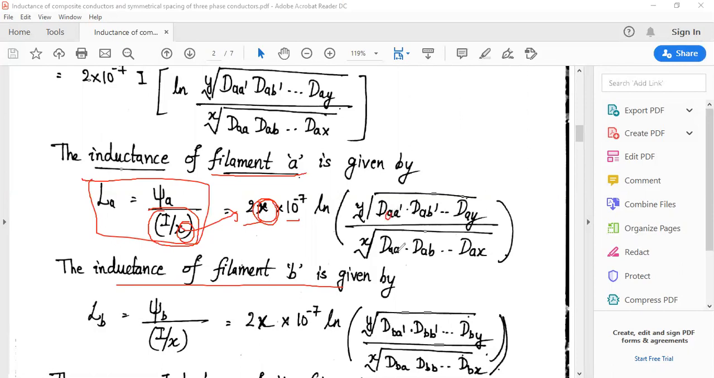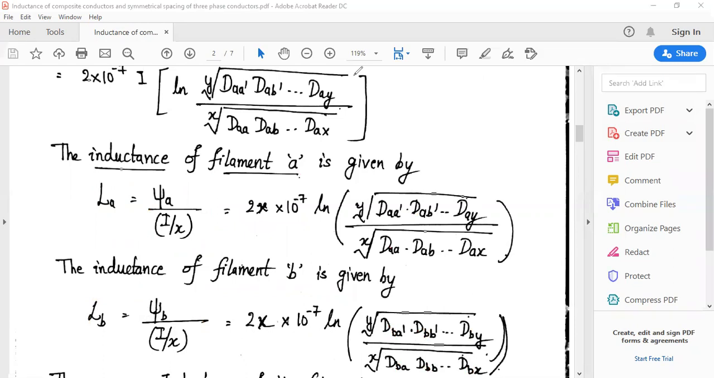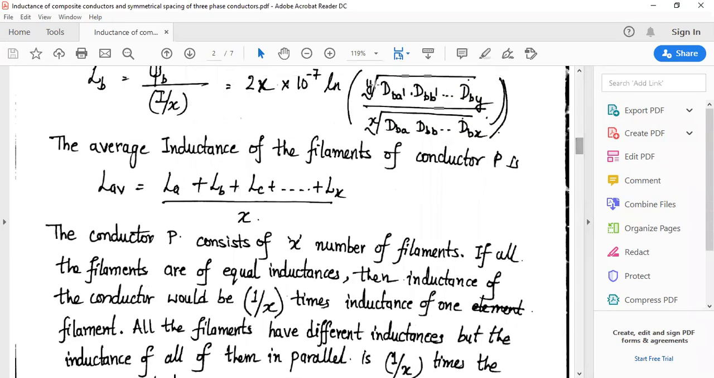If you can recall, wherever you have the A, I have taken this as a reference as the first subscript. So you have the subscript written as A dash. The first letter that you replace will give the inductance of filament B, and subsequently if you write it for the next one, it will be for filament C. If you can see, the same thing holds good for the other equations, the other filaments also, where LB is given as phi B divided by I by X. Again, 2x into 10 power minus 7 ln of the y root and the x root that is present there.